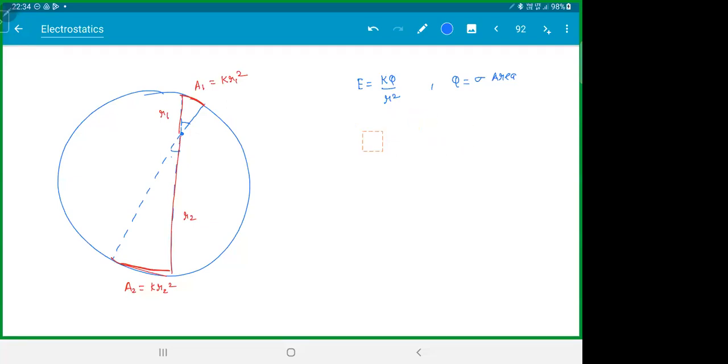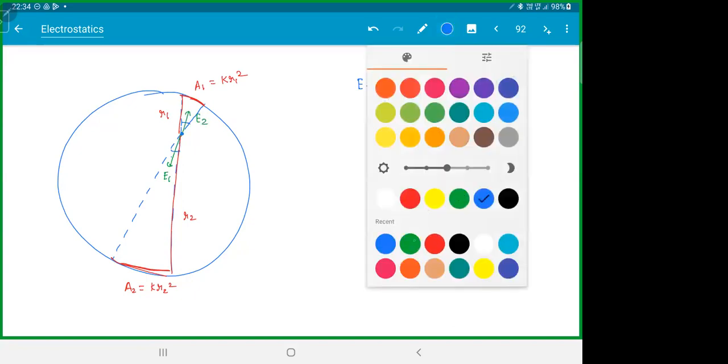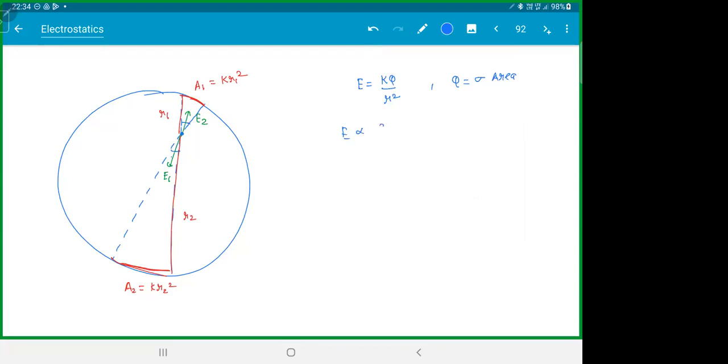That means whatever field E1 is generating and E2 is generating, they'll always cancel out. If you see here, E is proportional to Q by R square. This is proportional to area by R square. This is proportional to R square by R square. Means E's value is the same for any piece. Is this making sense?